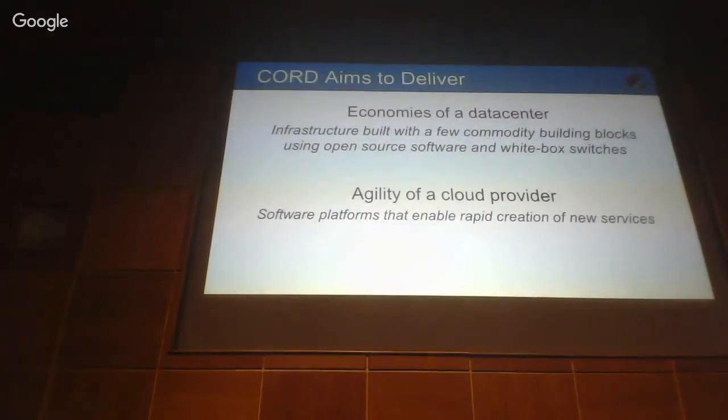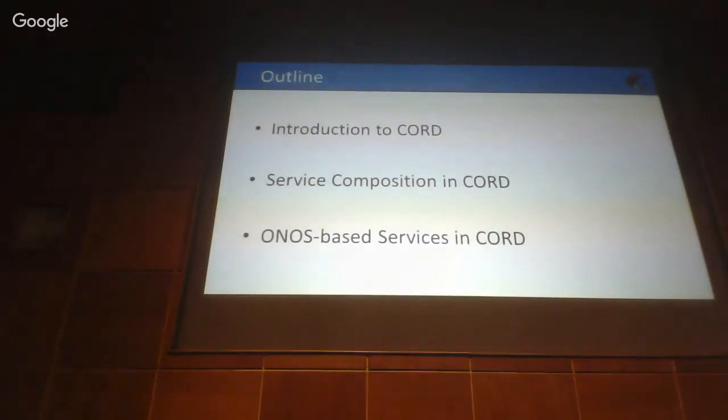So CORD aims to deliver the economics of a data center. The idea is to build infrastructure with commodity building blocks and open source software and white box switches, and provide the agility of a cloud provider. So you want to be able to launch new services easily and rapidly, like the Facebooks and Googles of today, and Amazon, and so on. In this slide deck, I'm going to give you an introduction to CORD. I'm going to touch on how we do service composition in CORD, and then I'll talk about some of the ONOS-based services that are in CORD.